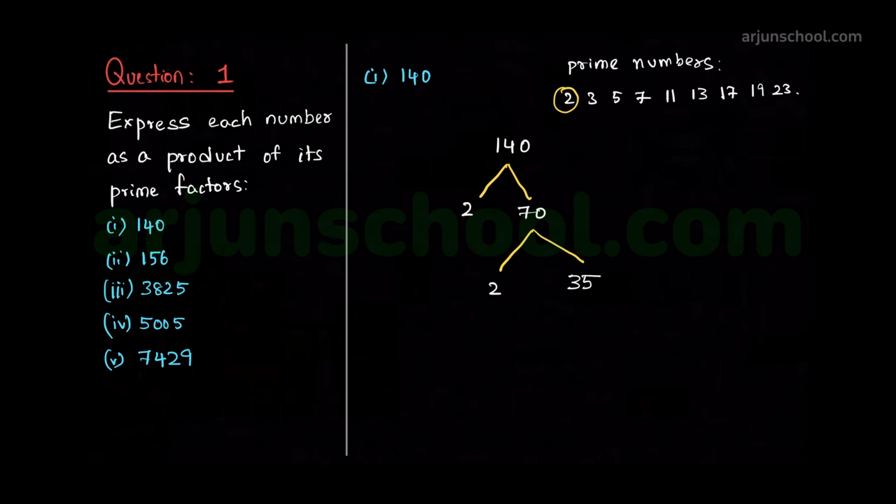Now we have 35. Check its divisibility by 2. Since 35 is not an even number, it is not divisible by 2. Next, check if it is divisible by prime number 3. A number is divisible by 3 if the sum of its digits is divisible by 3. The sum of the digits of 35 is 3 plus 5 is equal to 8, which is not divisible by 3. So, 35 is not divisible by 3.